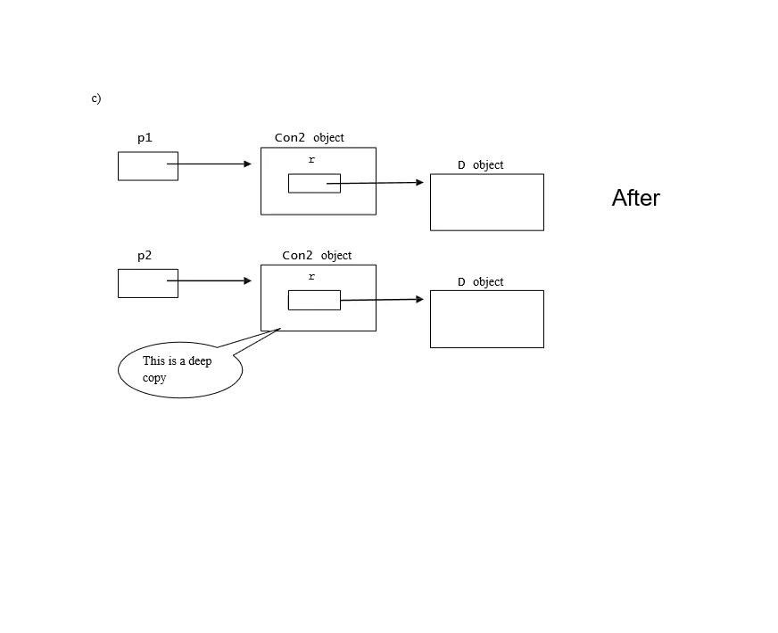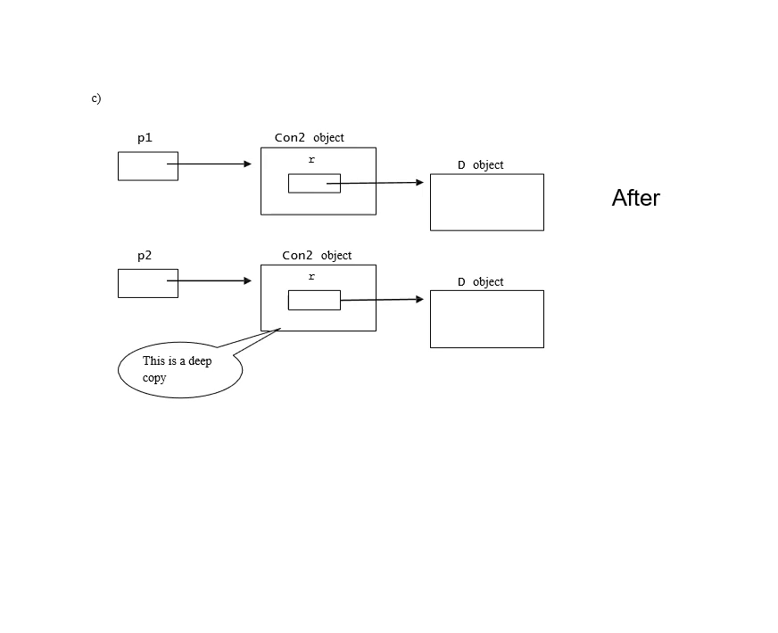This is what we would like. This is the correct after picture. So we have this original Con2 object. P1 points to it, and it in turn points to a D object. And then we make a copy of that original one, and its R field points to a separate D object, which is identical to the first one, but it's a separate D object. So those two structures are identical, but they're completely separate.